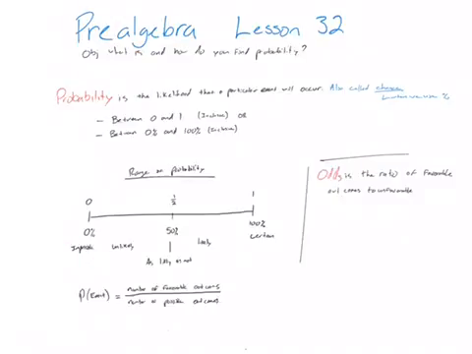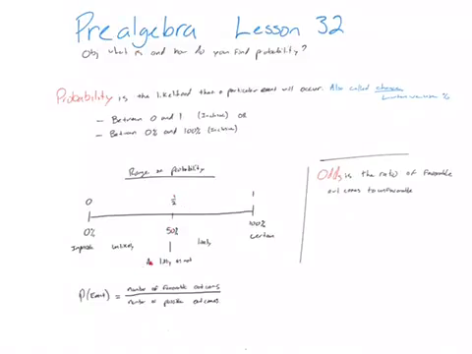Like the likelihood of picking an alien from the classroom, that's a 0% chance, because at least all the students are from planet Earth, so none of them are aliens. And then certain would be 1 or 100%. So what's the probability of picking a TAA student from this class? Well, everybody from this class is a TAA student, so it's guaranteed, a 100% chance there.